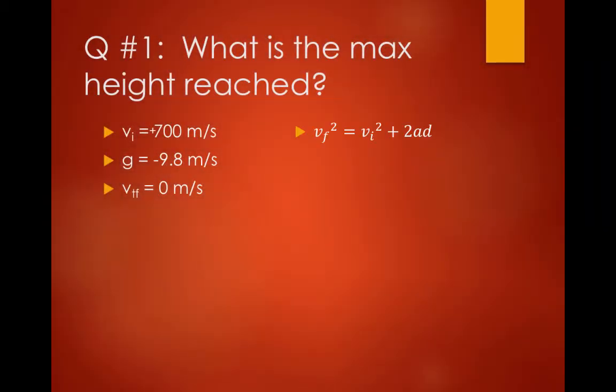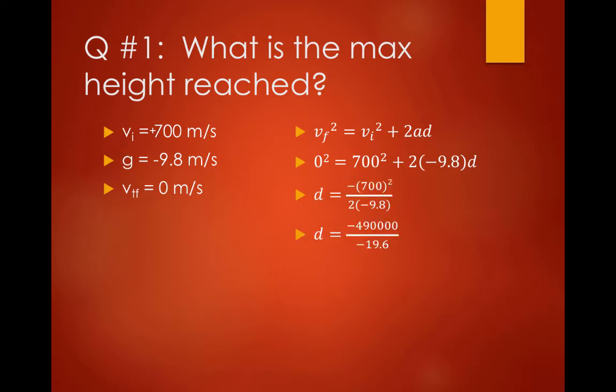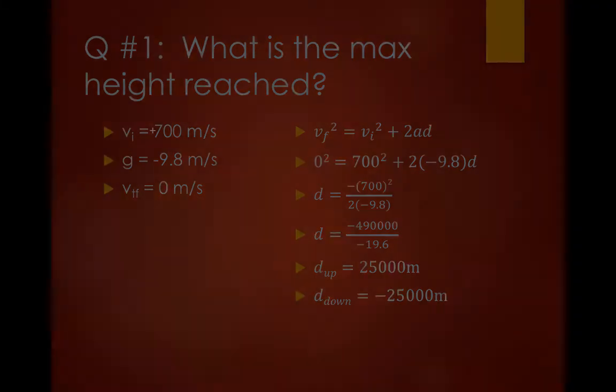Vf squared equals vi squared plus 2ad. Plug in Vf, Vi, and a, manipulate the equation solving for d. We get negative 490,000 divided by negative 19.6. Displacement is 25,000 meters, or distance upwards is 25,000 meters. If this is true, the distance that the rocket needs to fall to arrive back at its origin is negative 25,000 meters. D down would be negative 25,000 meters.